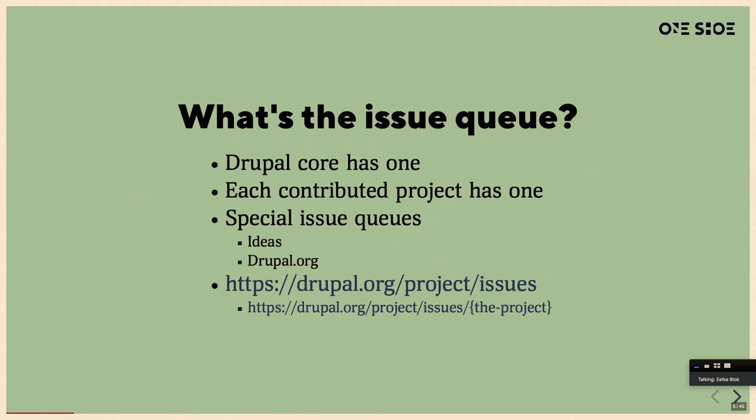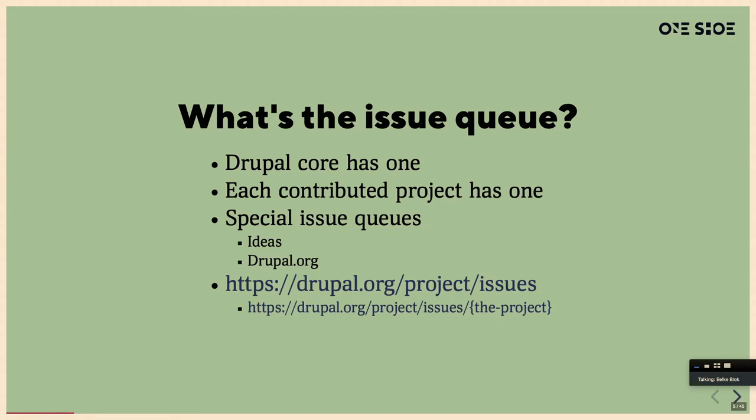So what then is the issue queue? Drupal Core has one, and each contributed project has one. There are also some special issue queues on Drupal.org. The ideas issue queue is a nice one. If you have a good idea for Drupal, you could first create an issue in the ideas issue queue to see what people think about it, maybe flesh out the idea together, and then only when the ideas are concrete, you can actually start building software and patches in the actual Drupal issue queue.